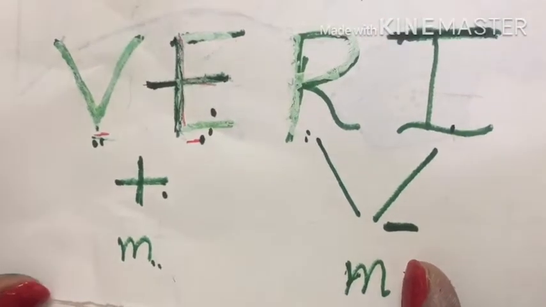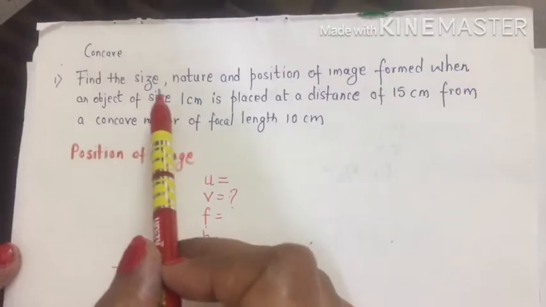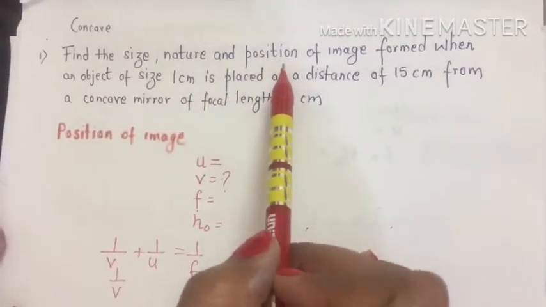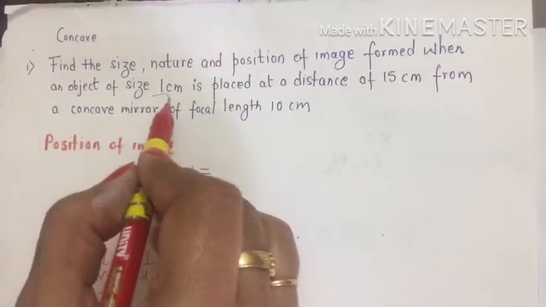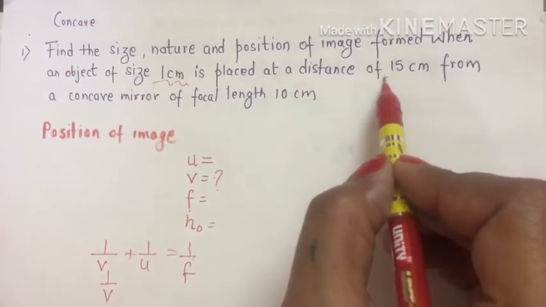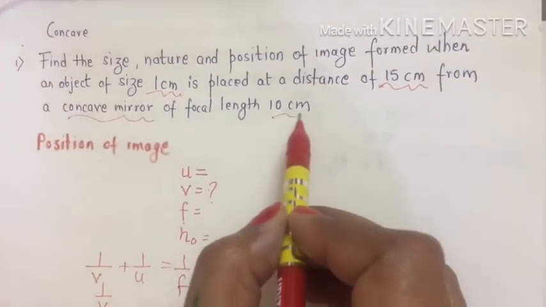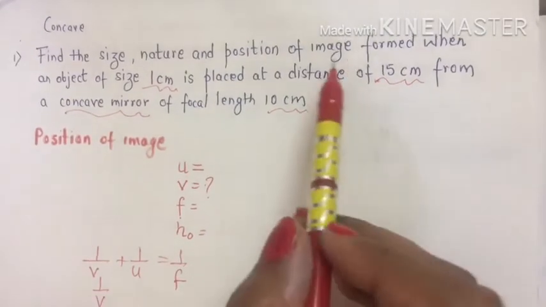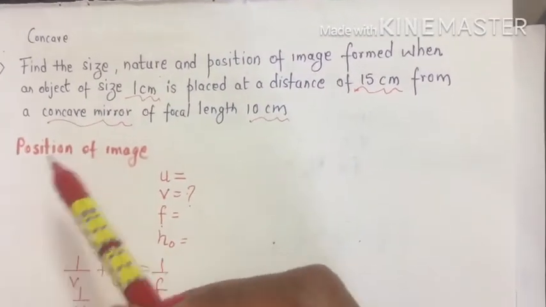Now we'll see two numericals, one on each, concave and convex. First, a numerical on a concave mirror. Find the size, nature and position of the image formed when an object of size 1 cm is placed at a distance of 15 cm from a concave mirror of focal length 10 cm. So what do we have to find? The size, nature and position of the image.